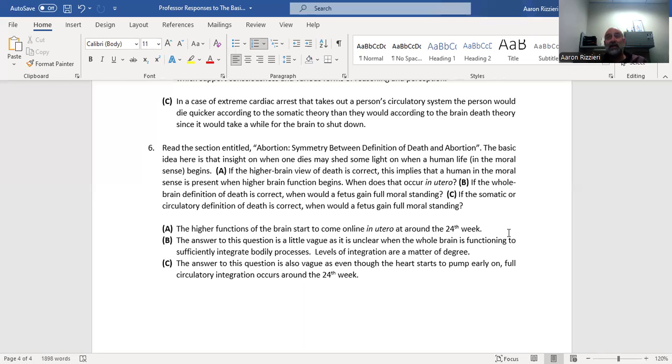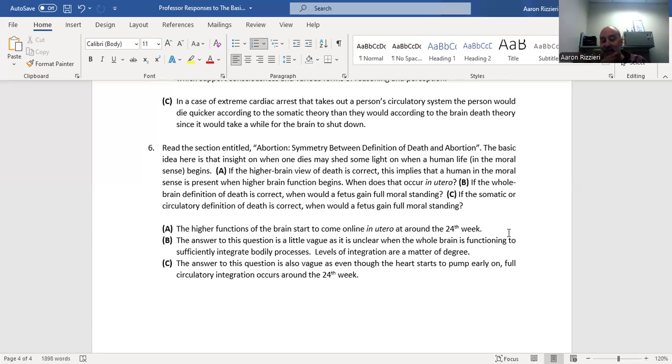So the reason the brain is supposed to be the most important organ on this view is that it coordinates all the functions of the body. So when the brain is functioning as it should, as long as everything else has gone okay as well, you have a fully integrated organism. But again, levels of integration are a matter of degree, so it's not quite clear when enough integration of bodily processes will have been achieved to consider the fetus an individual living human being in the moral sense.